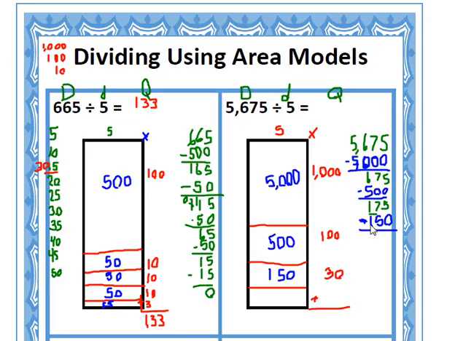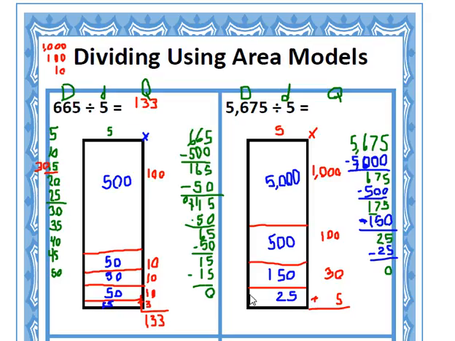Then I subtract 150 from 175, leaving me only 25 remaining. Okay, so now I've taken out a bigger chunk, 150. So now I only have 25 left. So 5 times what equals 25? 5, 10, 15, 20, 25. 25 is a multiple of 5. And we saw that 5 times 5 equals 25. So then we subtract that 25 from 25 and you have a difference of 0.